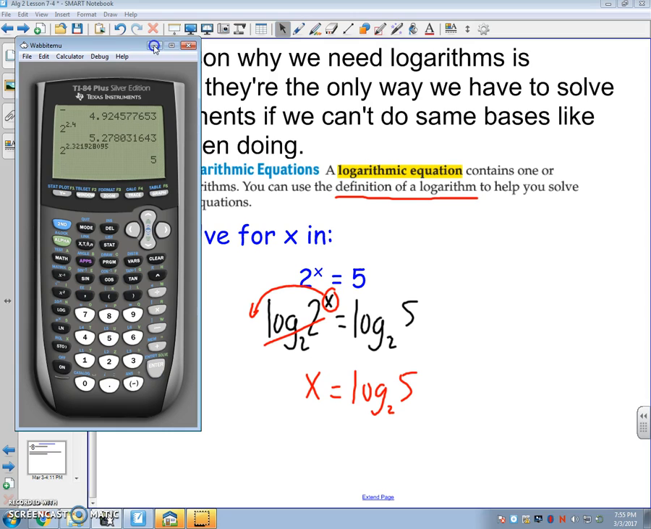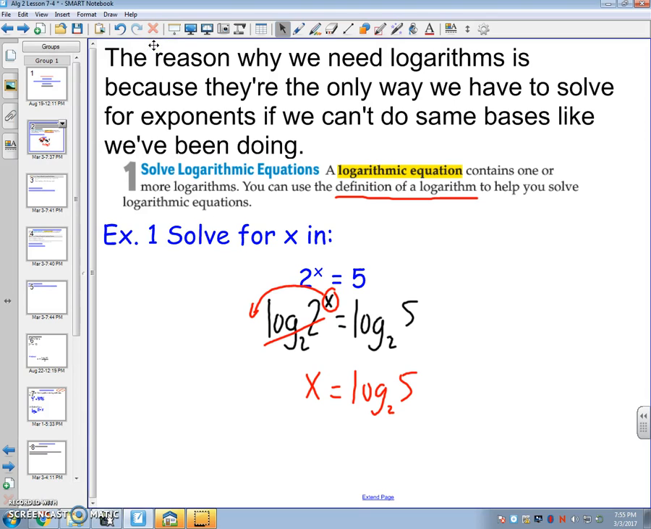All right. So logarithms help us find basically what x is if it's an exponent, and we can't do same bases. Because in the past, we did same bases means same exponents, but you can't do same bases for everything.